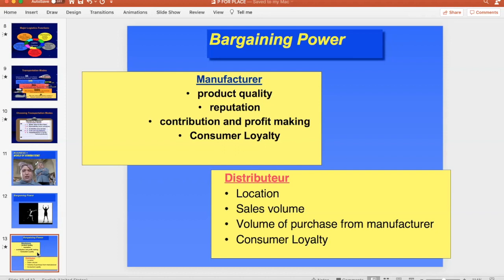And the distributor's biggest difference is the fact that they control the location where they are, which may give them bargaining power again over the manufacturer, because the manufacturer may be selling a product that is more sold in certain areas or at certain times, which are more controlled by certain distributors.